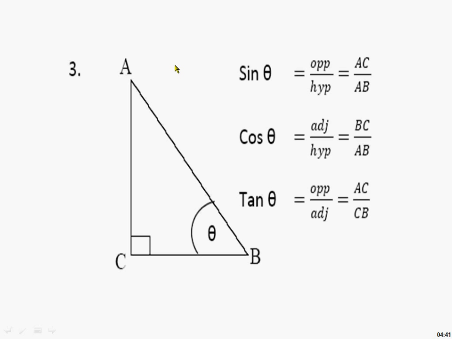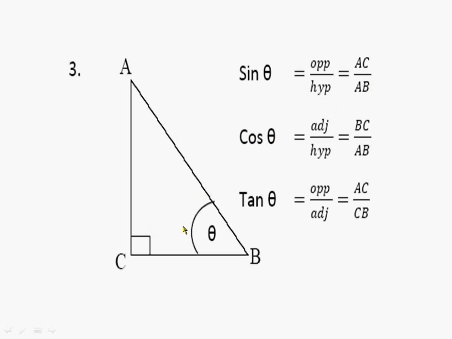Now, let us look at a typical triangle and see if we can pick out what the sine, the cosine, and the tan of the specified angle theta will be. Sine theta is opposite over hypotenuse. In this case, opposite is AC over hypotenuse, which is opposite the right angle, which will be AB. So sine theta is opposite over hypotenuse, which is AC over AB.